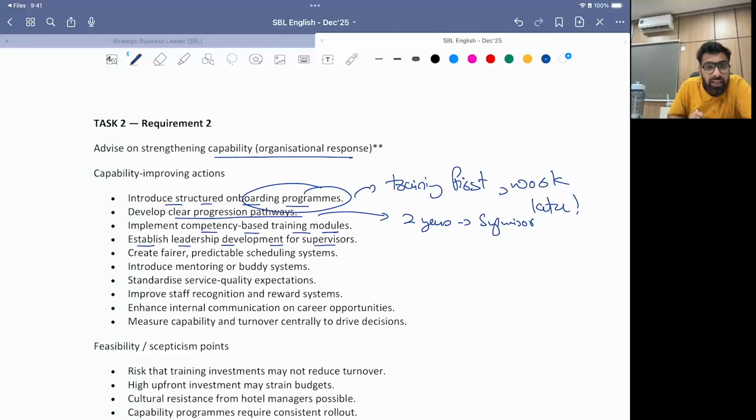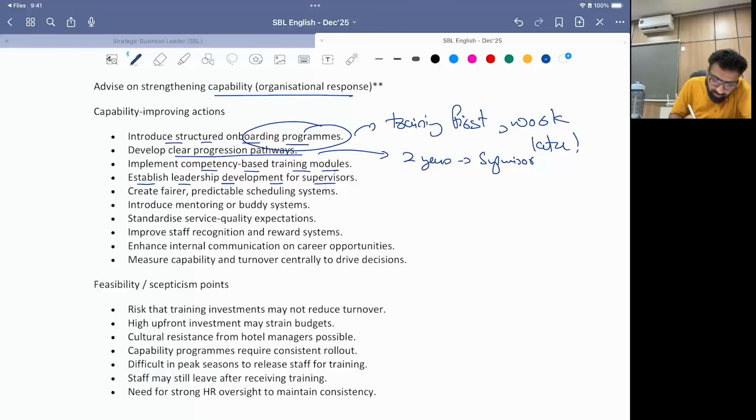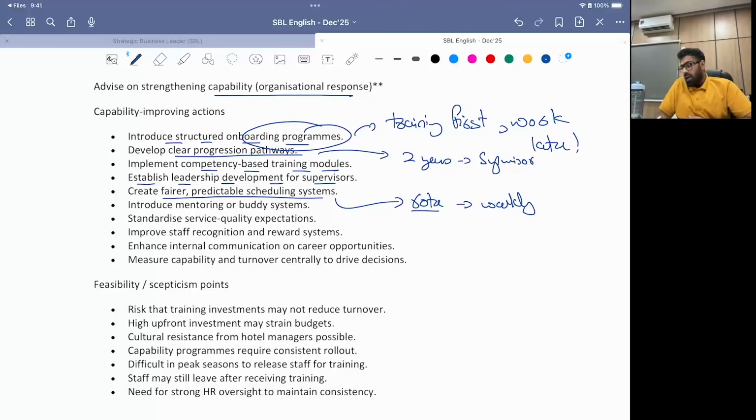Create fairer, predictable schedule systems, like what doctors use, rota-based systems, right? A weekly rota needs to be given. You should hire a manager for this. So, a weekly rota, right? Did you get this?